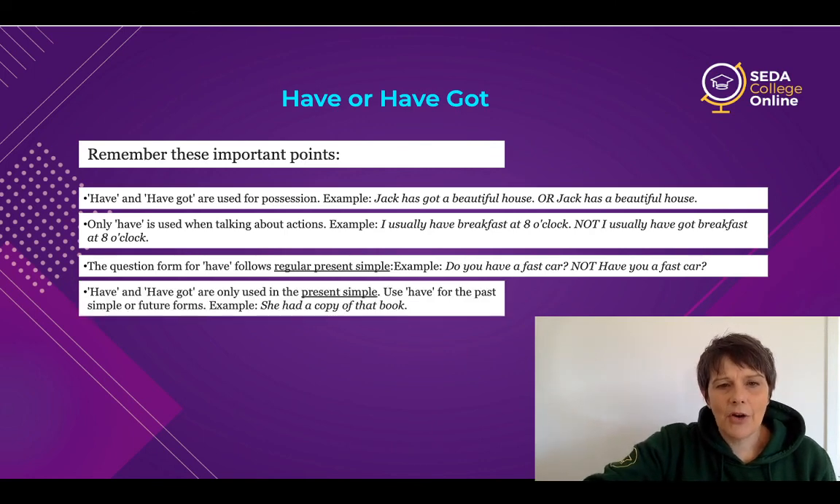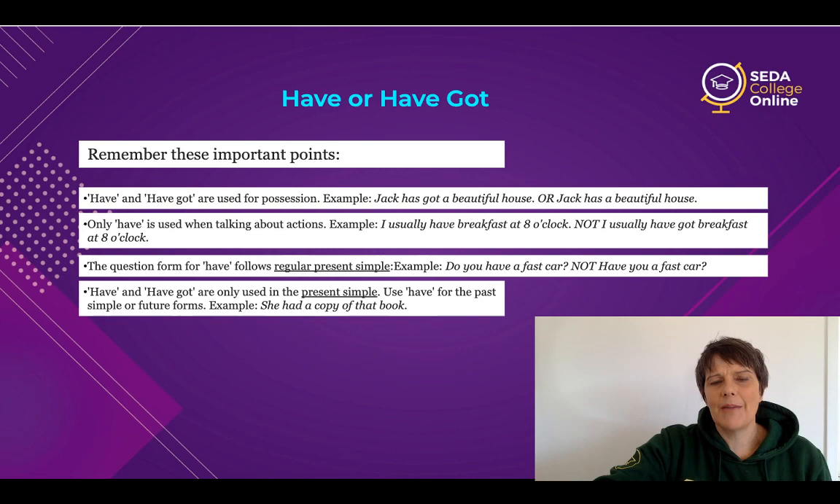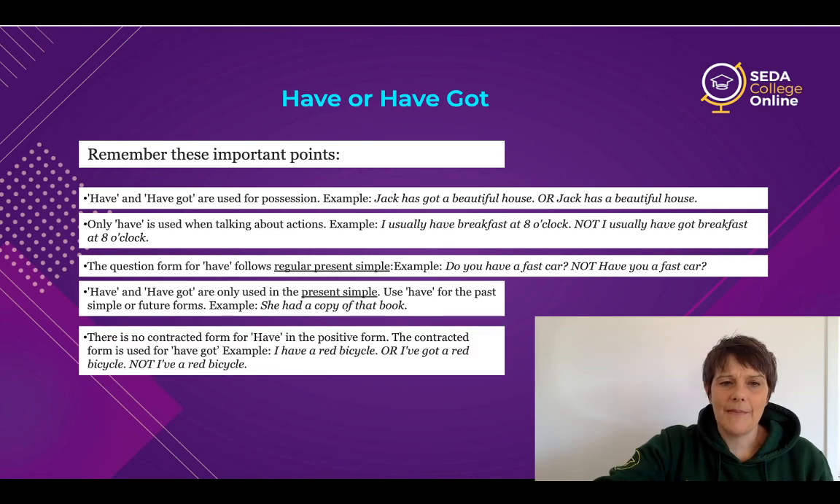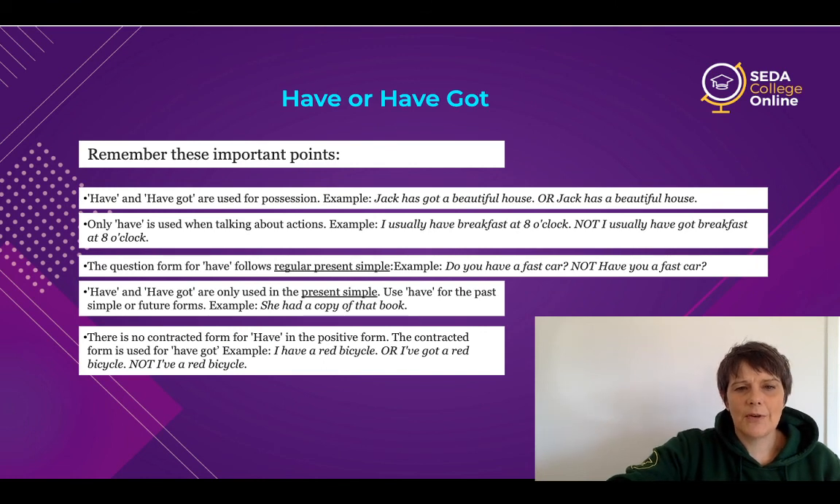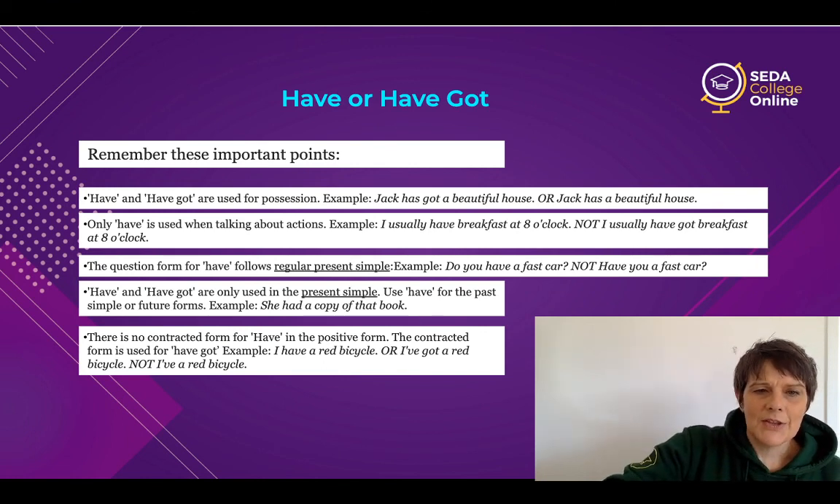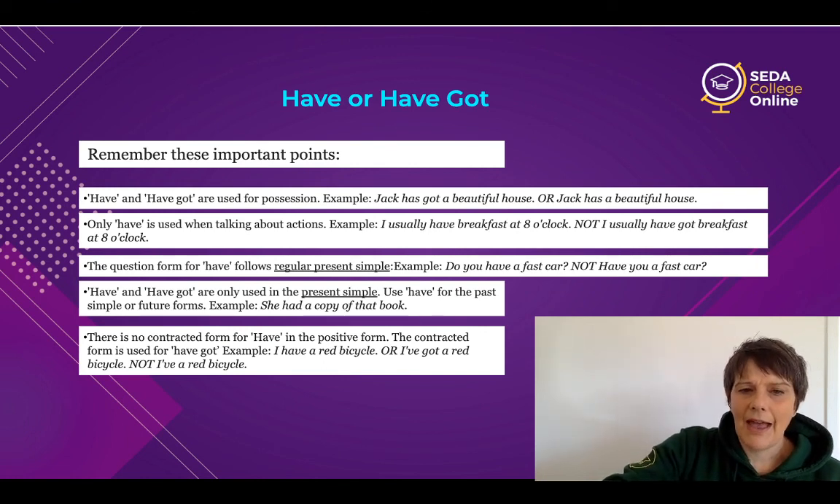And then have and have got are only used in present simple. So she had got a copy of that book. We don't really say that. We just use have then. And there's no contracted form of have in the positive. So basically either you say I have a red bike or I've got a red bike, because you need to emphasize one of the verbs. You can't just have, you can't say I've a red bike. Well, it depends how important the verb is, really.